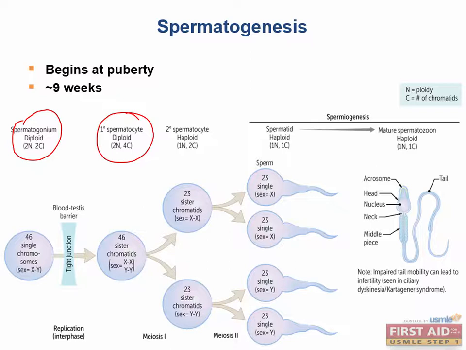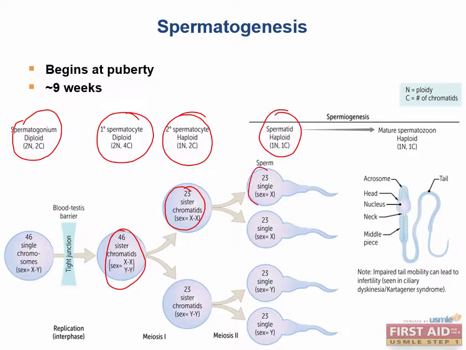So are they haploid or diploid? Well, they begin as 46 sister chromatids, diploid cells, with each chromosome consisting of 2 chromatids. And they undergo meiosis 1 to become secondary spermatocytes. And these will have 23 sister chromatids. Therefore, they're haploid. They still have 2 chromatids for each chromosome until they undergo meiosis 2, resulting in spermatids. And these have 23 single chromatids. They remain haploid, but now only have 1 chromatid each.